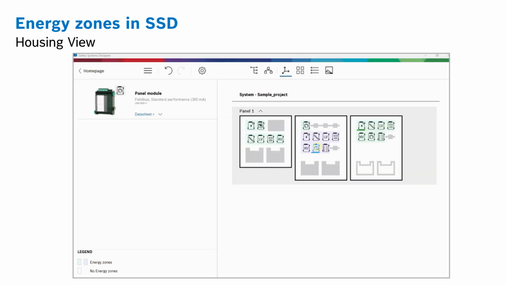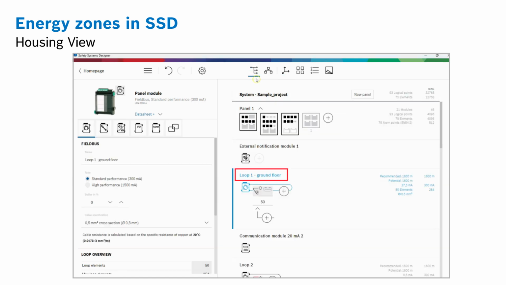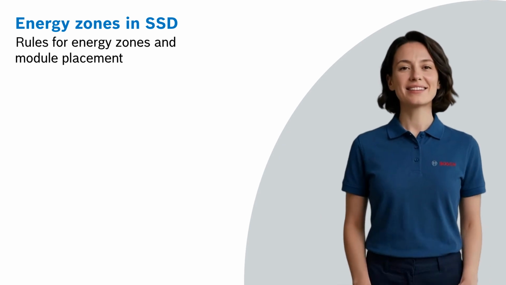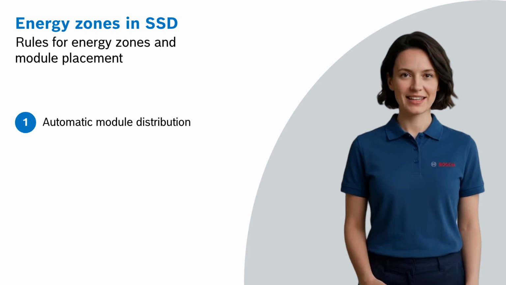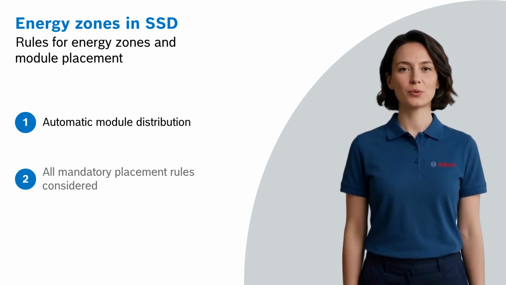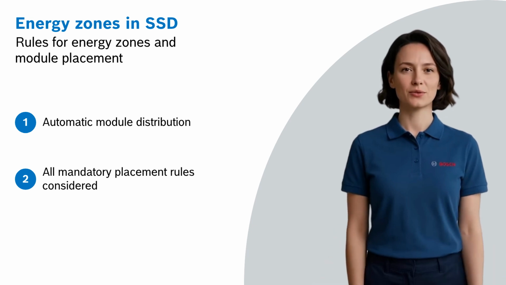Hovering over a selected module shows its name as edited by the user. The module stays selected when switching back to tree view, making it quicker to see where it belongs and which energy zone it affects. The SSD software automatically distributes panel modules to the energy zones, ensuring that all mandatory placement rules from the energy zone concept are fulfilled. Let's explore what these rules are.